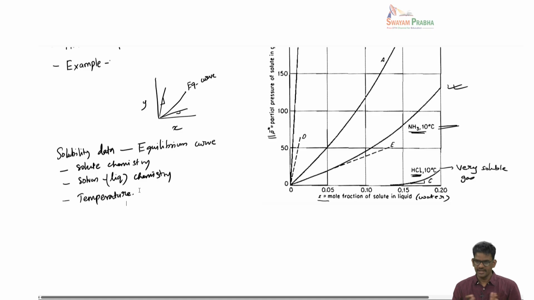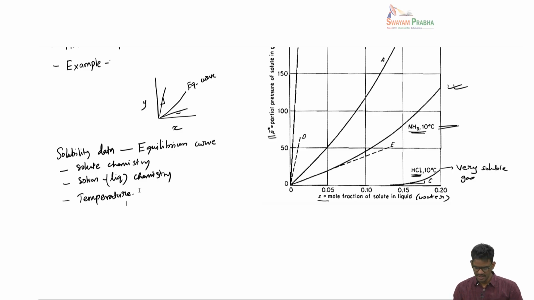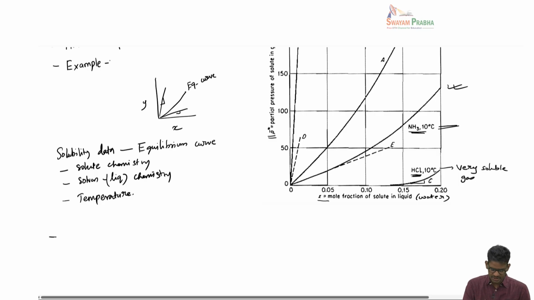is very important, and this is something you must have done in chemical engineering thermodynamics, about how to calculate these equilibrium curves. Now, despite that, you can use the VLE calculation methods to calculate the solubility, but there are some very simple models we can use for solubility predictions. One such is Raoult's law.